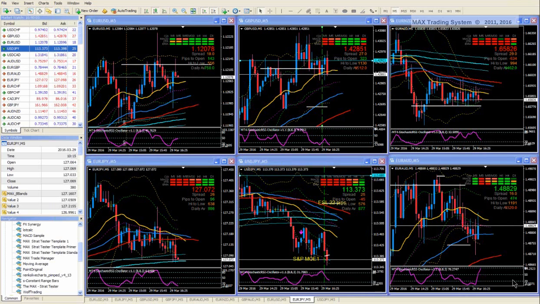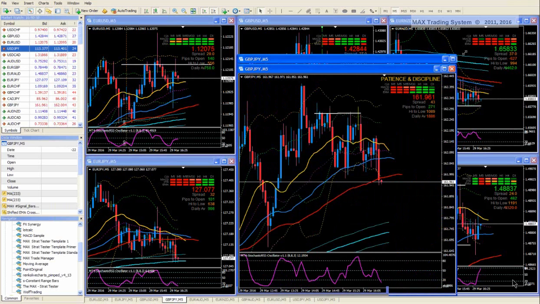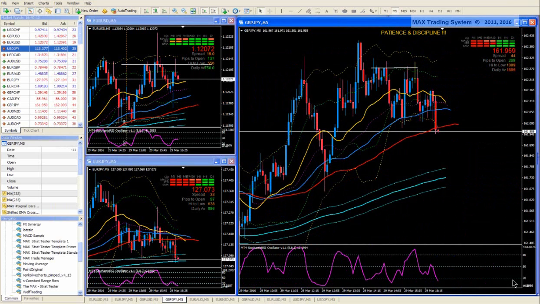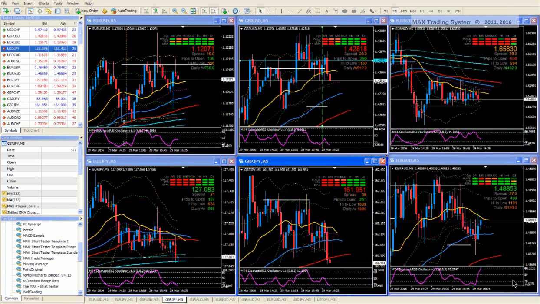And so now for the exit technique. So we have a series of exit techniques to make our MX, our exits. Not on the pound yen, but on the USD yen. Sorry, USD yen. Where is the USD yen? It is here.